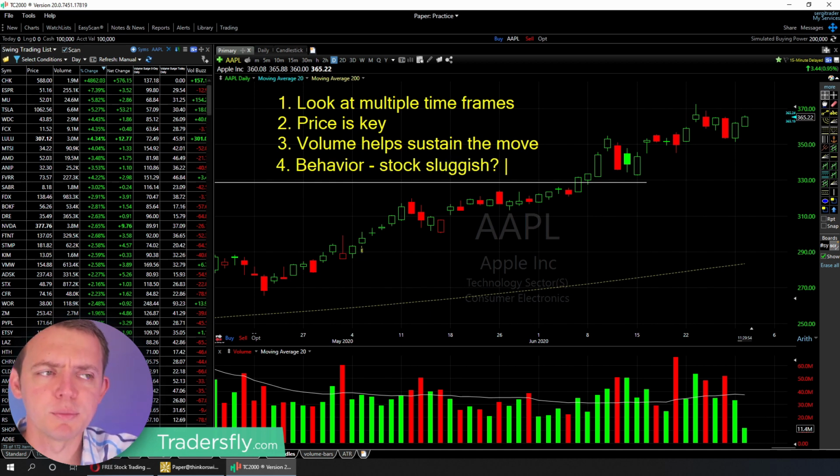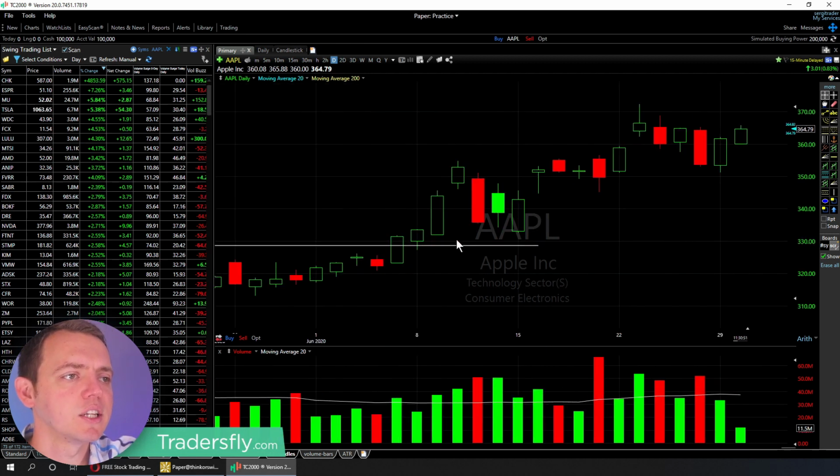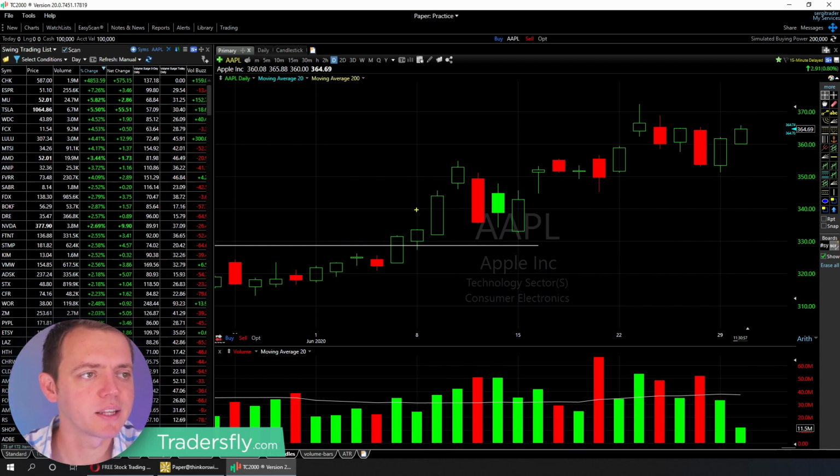Is it weak, or is it powerful? And this is where it comes with wide price spread. What I mean by that is when you have big bars, compare it to small little bars, to maybe bars that are a little bigger or wider here. That's what you're looking at. So you can see here, we've got a much bigger bar versus over here, not as big. So when I see something like this, that's a much healthier bar.